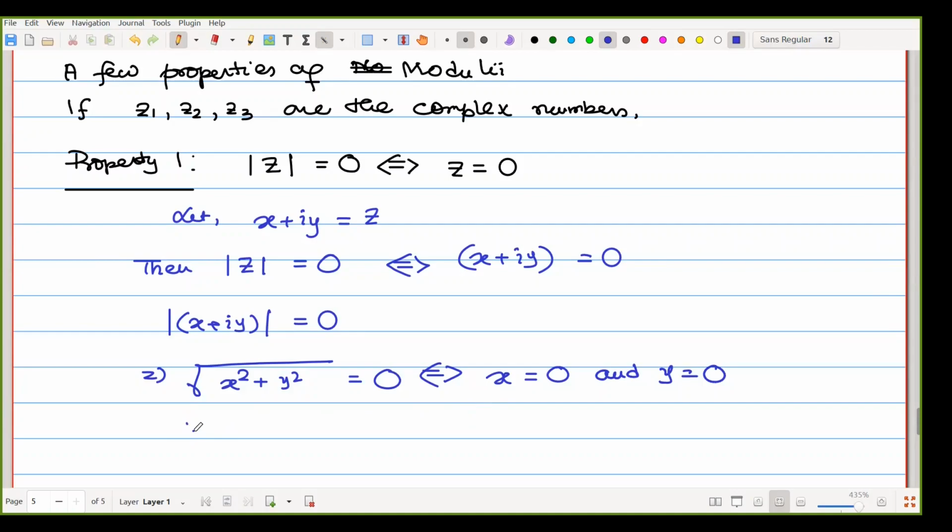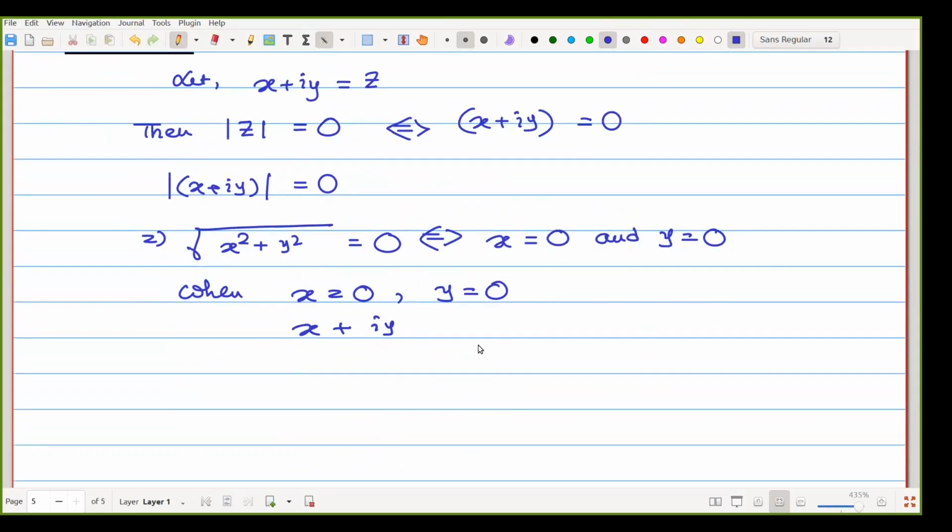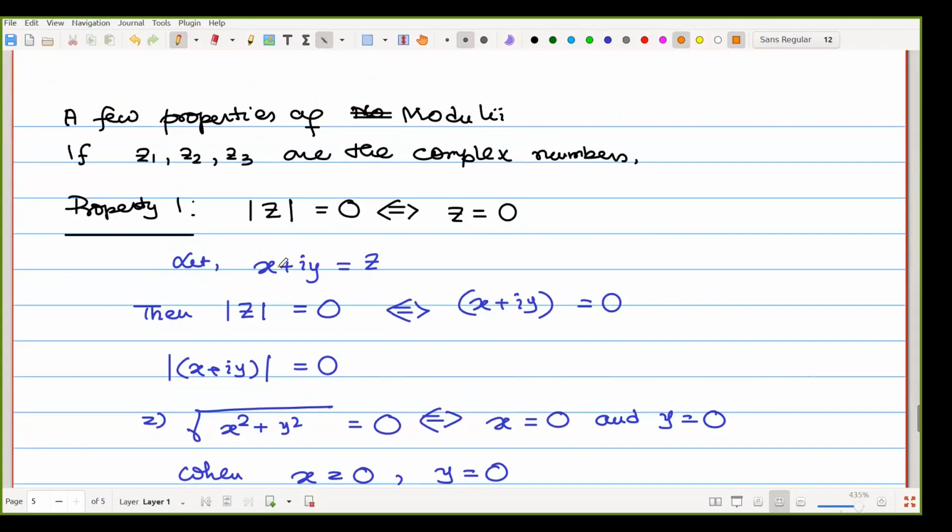Now, when x equal to 0 and y equal to 0, x plus iy is 0 plus i into 0, which is 0. So simply that implies x plus iy is equal to 0. So that is the first property we need: if the modulus of any complex number is equal to 0, the complex number itself is 0.